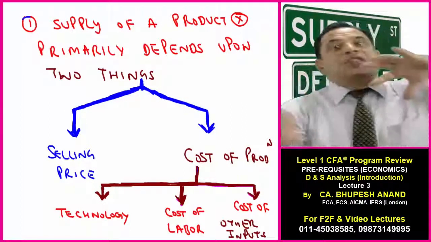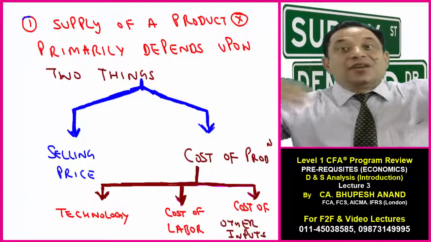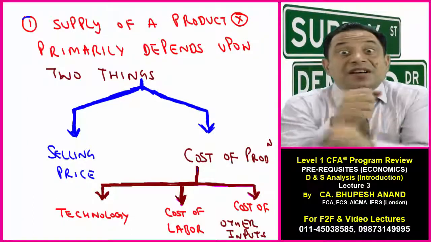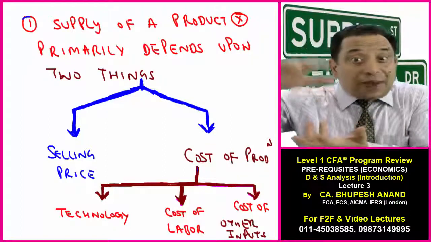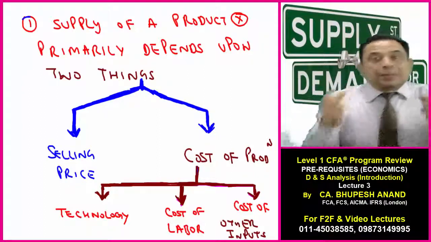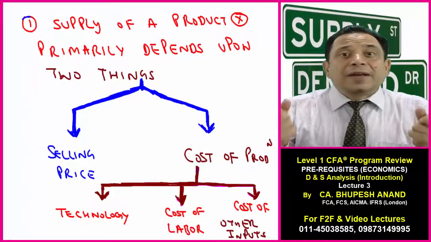And cost of production is again divided into different parts: technology, raw material, labor cost, because all of that is cost of production. It relates to factor market, factors of production. So up to this point, we have seen that the supply function is a function of two input variables.